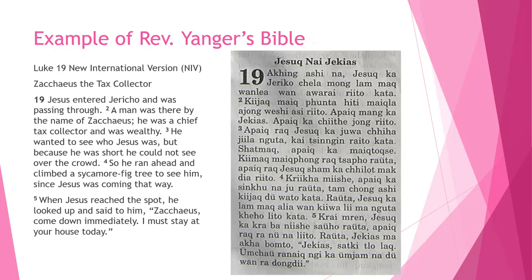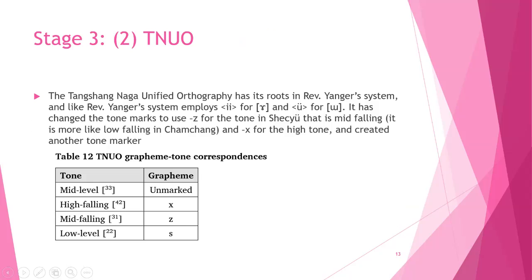So here's an example of his Bible. I've given you the New International Version translation of Luke 19, verses 1 to 5 on the left and his translation on the right. There are no tone marks there. It begins with Aching Ashina, at one time, Jesuka, that Jesus, etcetera, so went to Jericho. I won't go any further into that.